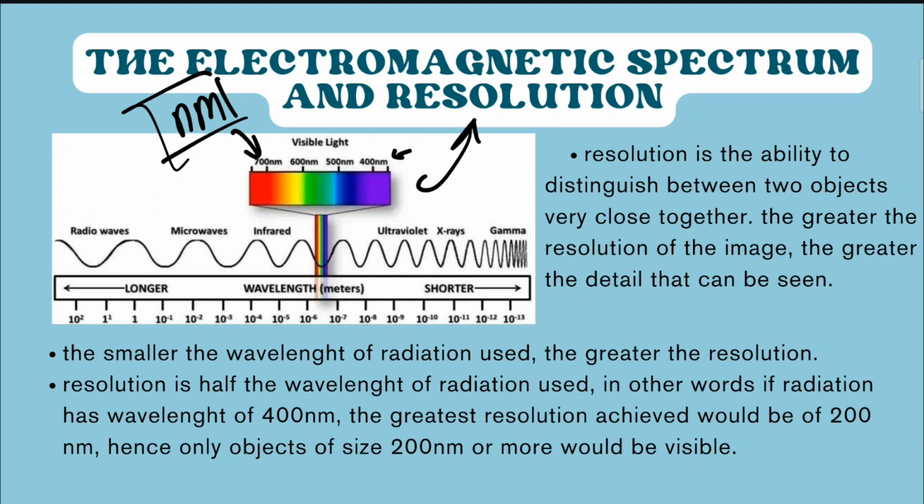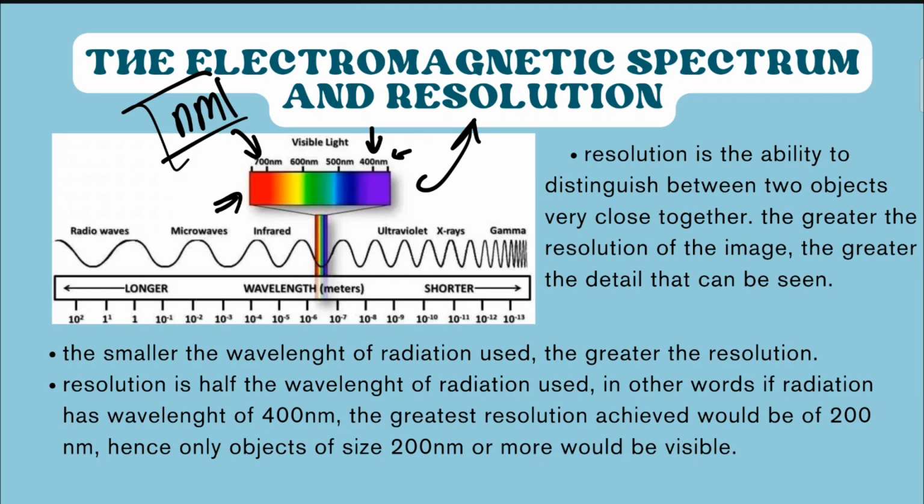Now, the smaller the wavelength of radiation used, the greater the resolution. So if I use the light spectrum over here, and let's say I use violet light, violet light has around 400 nanometers of wavelength, so it's going to have a higher resolution compared to red light or any other light that has a greater wavelength than violet, correct? Because the smaller the wavelength, the greater the resolution.